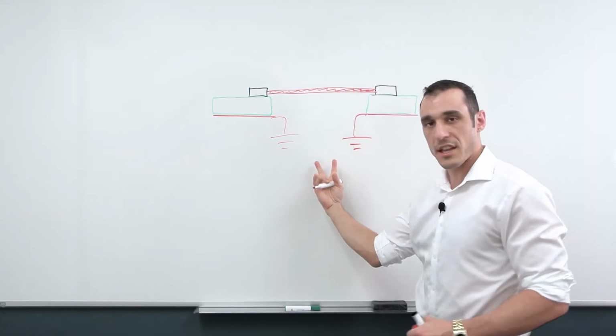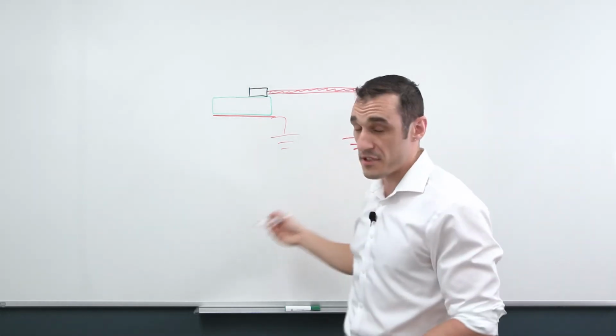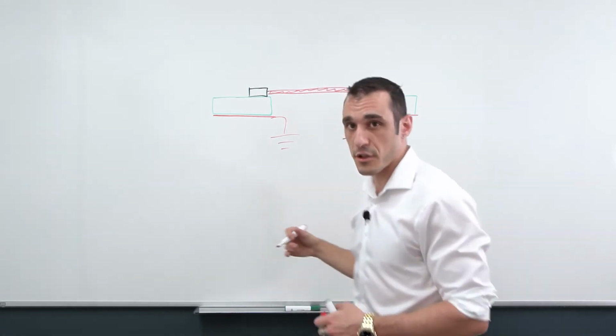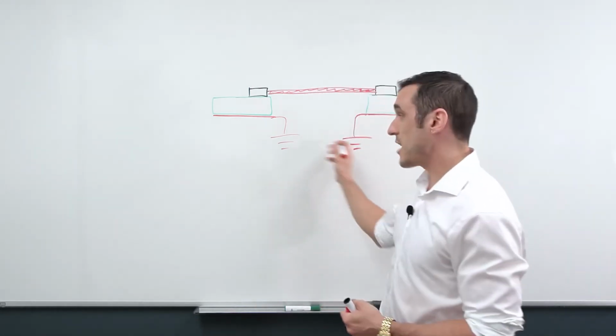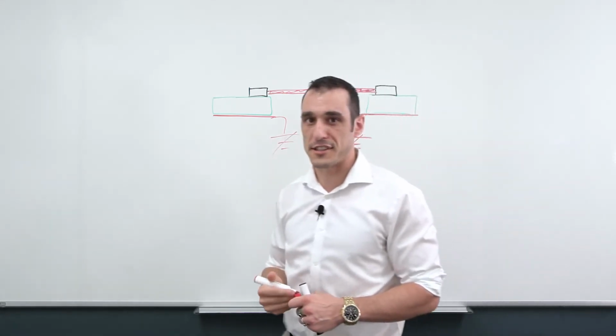So if I were to measure the potential between these two grounds, this might not be 0 volts. It might be something greater than 0 volts or less than 0 volts, who knows? But it may not be 0 volts. So these two grounds are not necessarily the same ground.